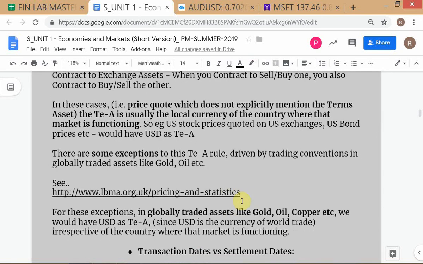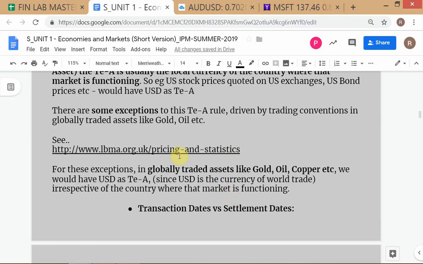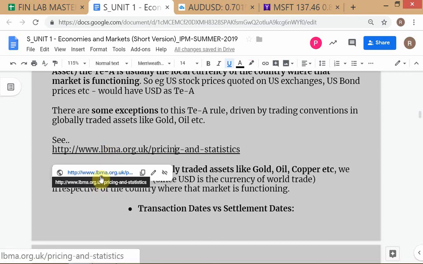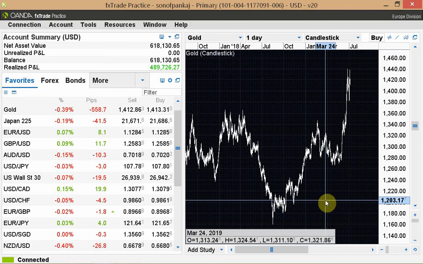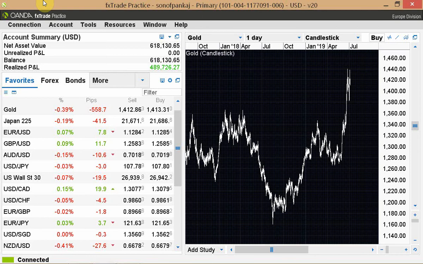Okay, so the exceptions to this rule are these. If you want to learn about the international bullion market, both paper trading and physical trading, I've given you the links to the LBMA, which is the London Bullion Market Association. There are certain internationally traded markets, like gold, for example. As I showed you in this chart, this price of gold is the international market for gold.